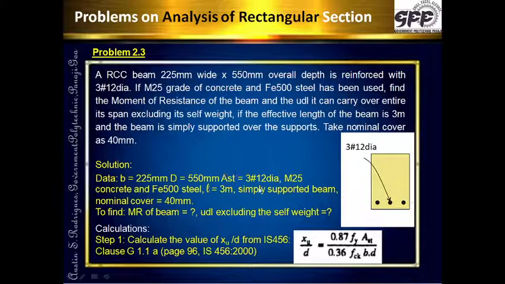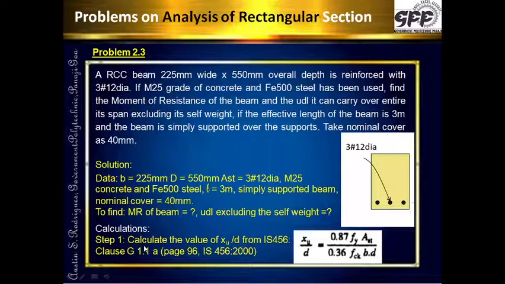Now the area of steel again has been given indirectly in terms of 3 bars of 12 mm diameter. So 3 bars have been given, 12 mm diameter. M25 grade of concrete has been given. Fe500 steel is given. The effective span is 3 meters, simply supported beam. Nominal cover or the clear cover from the bottom of this reinforcement to the bottommost point has been given as 40 mm. To find what is the moment of resistance of the beam and UDL excluding the self weight is how much, that has been given. So let us look at the first step.